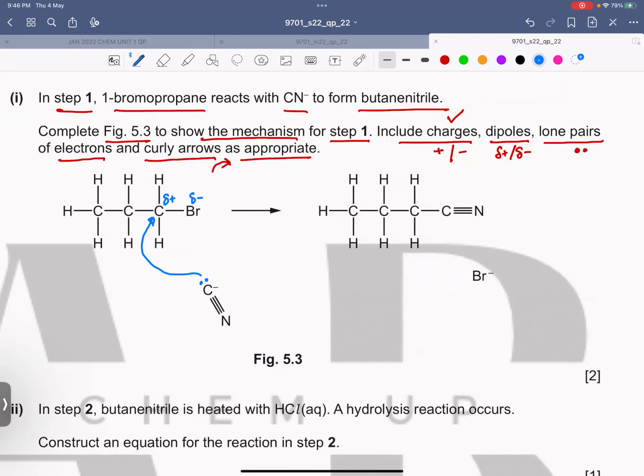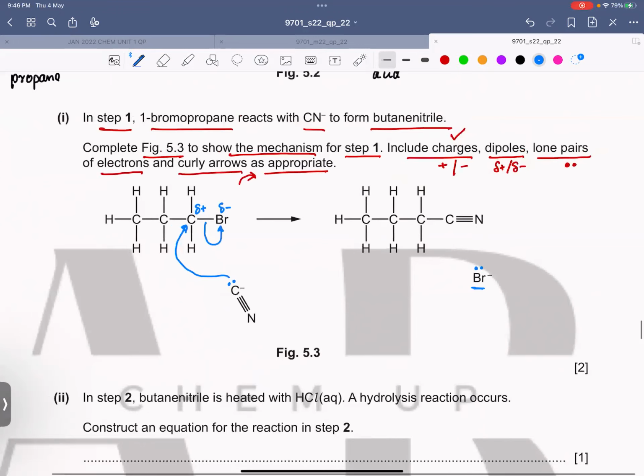Okay. Now, when the carbon of a cyanide approaches the partial positive carbon with its lone pair, at the same time, what would happen? This bromine breaks this bond and takes away the whole pair of electrons with it. As a result, it turns into a bromide ion. And to that bromide ion, you have to put a lone pair over here as well. Is this clear to everyone? Yes. Okay.